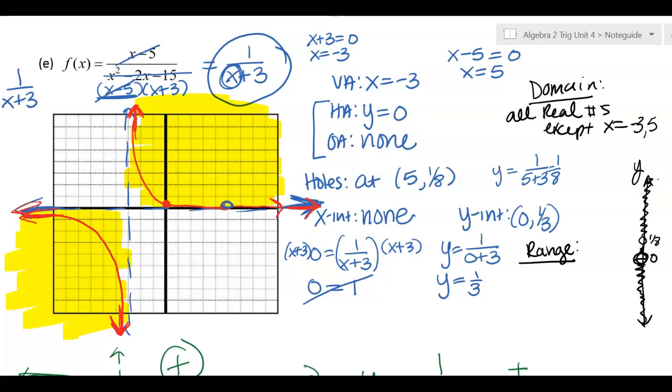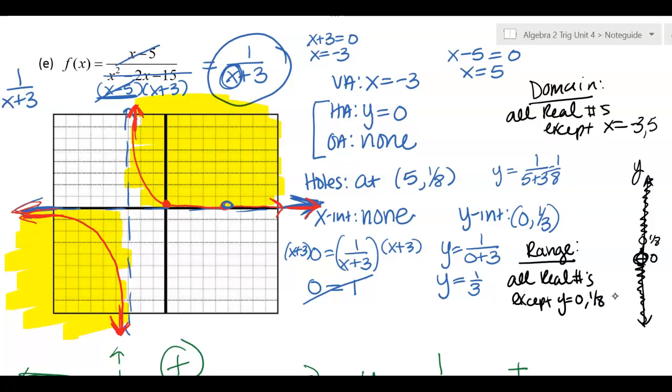All right, so what I have left is basically my whole number line filled in, except for 2 y values that I don't seem to actually hit based on my sketch, which would be 0 and 1/8. Okay, so my range would be all real numbers except y values of 0 and 1/8. Is that okay with everybody?